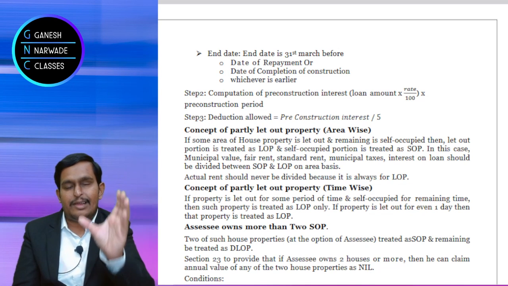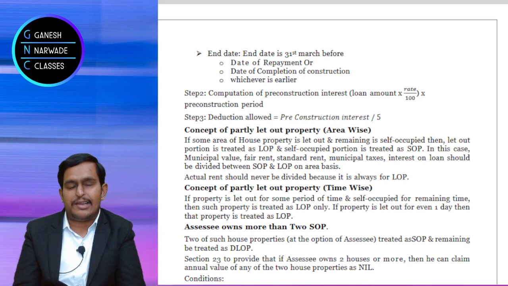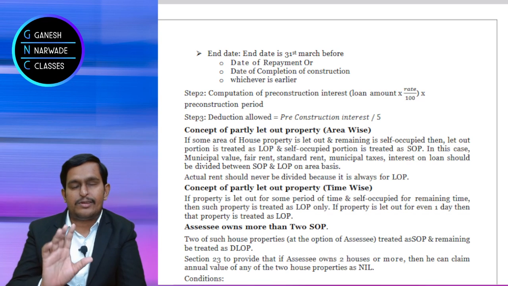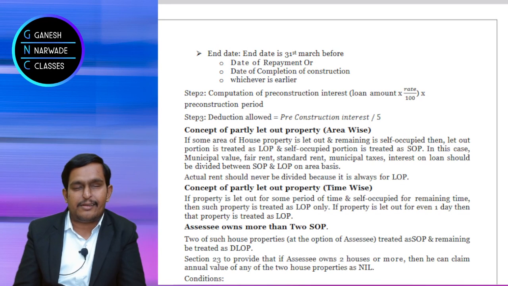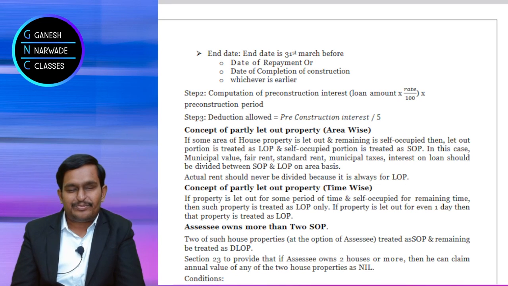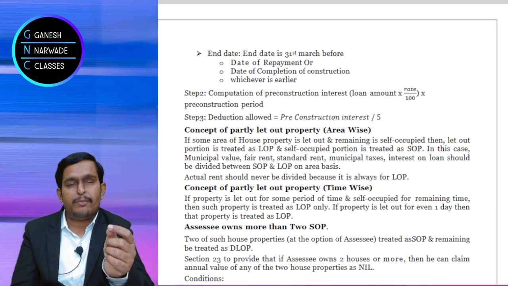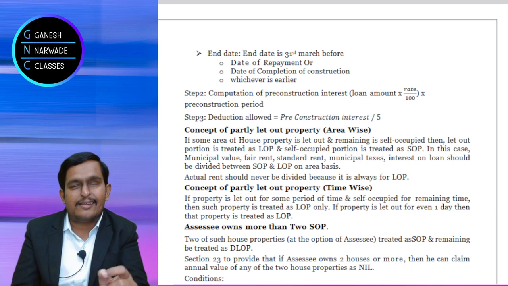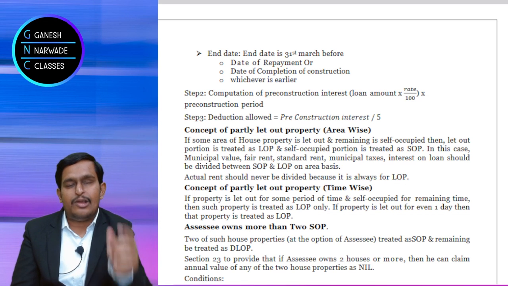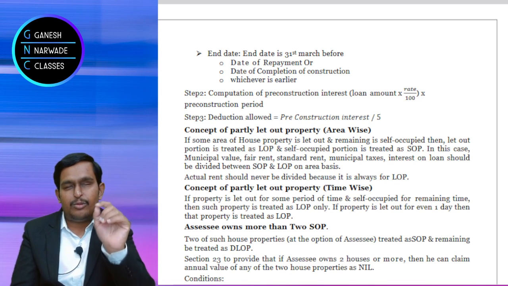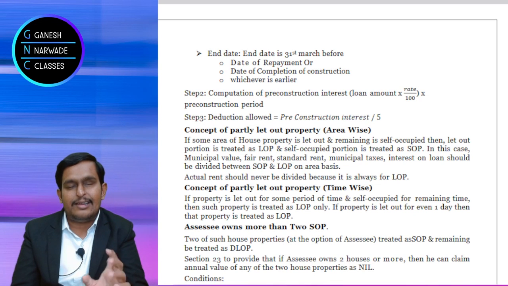Like one portion self-occupied, correct? So that is one house property. Two different portions are there let out, correct? Consider that as two different let out properties. Then do the solution as normal. Self-occupied property portion, only interest will be allowed as deduction, others are nil. Let out portion, you will have rent, you will have municipal taxes, you will have interest, standard deduction, everything will be computed.